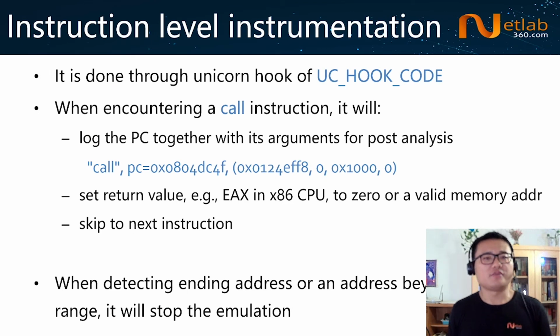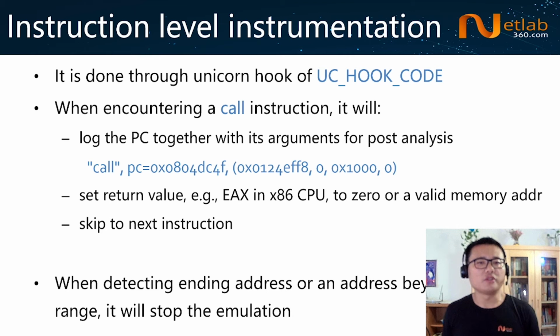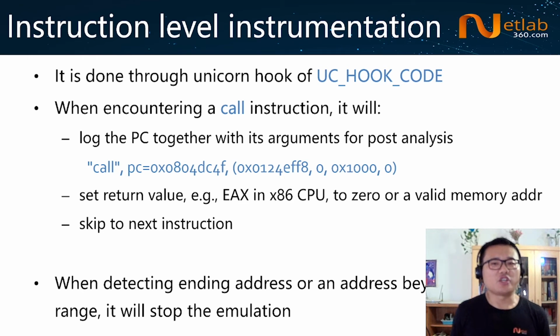Instruction level instrumentation is done through the Unicorn hook or hook code. It's responsible for two things. The first is when encountering a call instruction, it will log that event. Both the PC address and its arguments will be logged, and the return value is set to 0 or to a valid memory address. That is to make sure the execution could complete and skip to the next instruction. And when detecting the ending address or an address beyond the emulation range, it will stop the emulation.